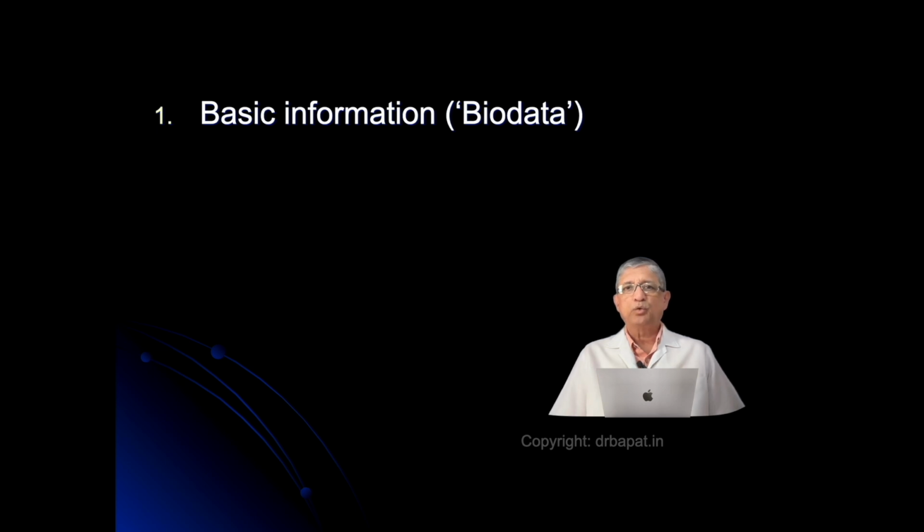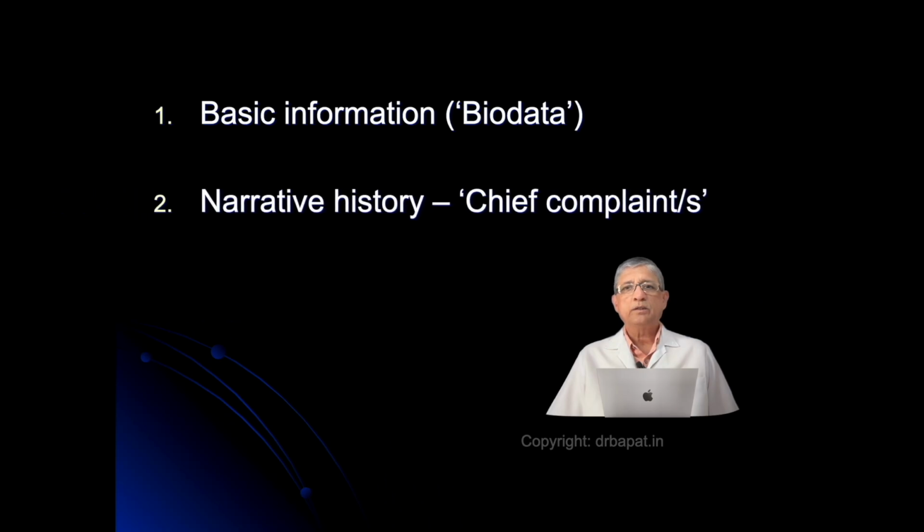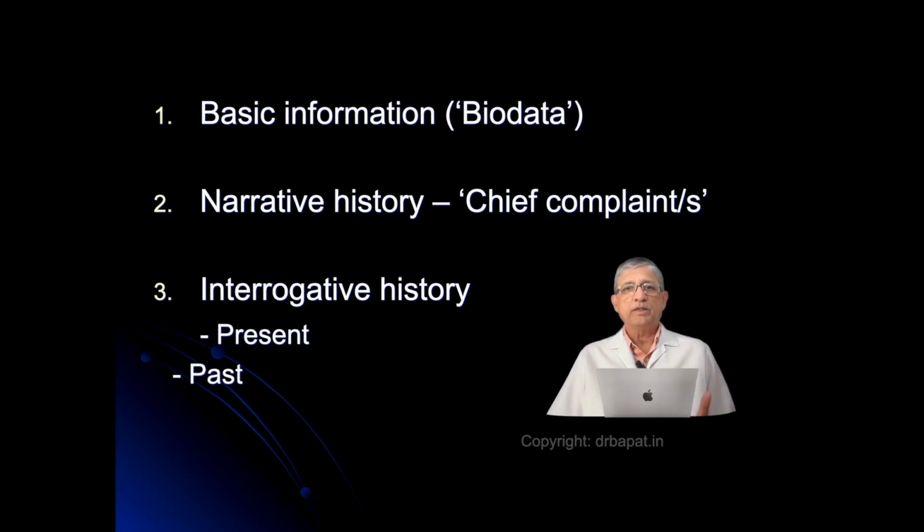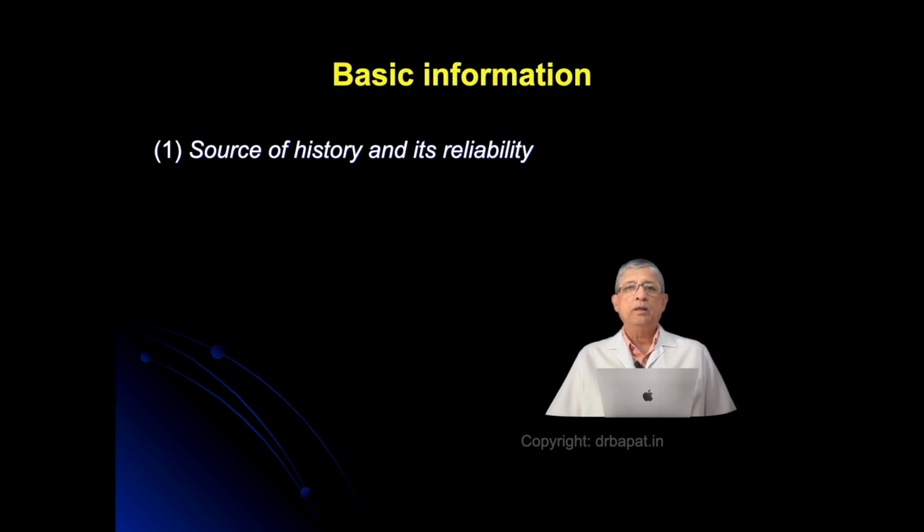History means the story of the patient's illness. History taking may be broken down in three sections for the purpose of clarity and convenience. Basic information, narrative history, that is essentially the chief complaint, and interrogative history. Interrogation means what we ask in further details, and it consists of the present, past, personal, and family history. Now I will discuss all these headings in details.